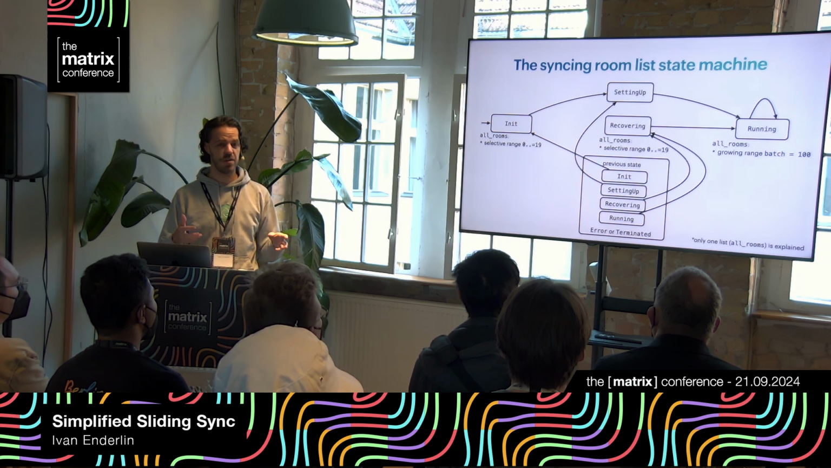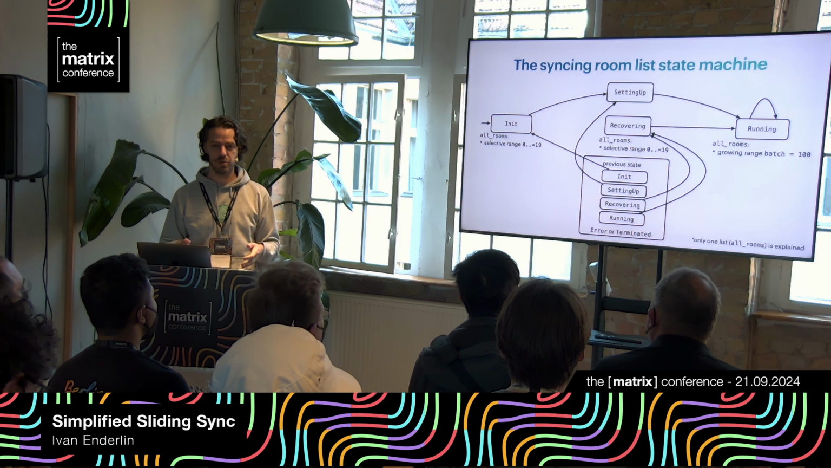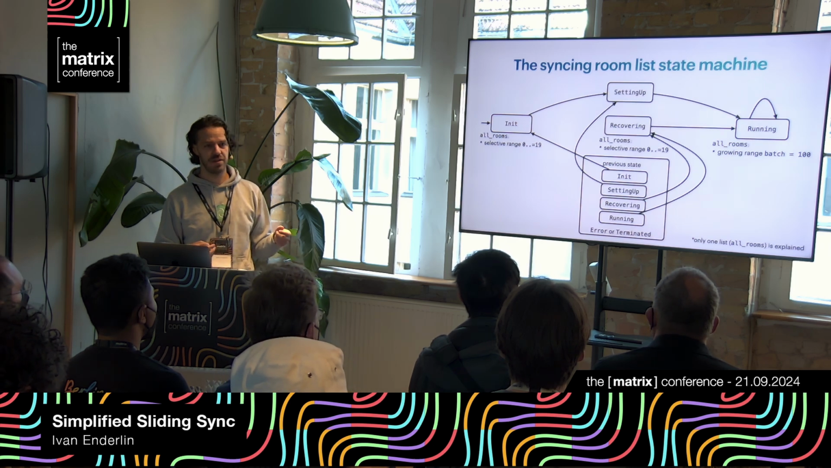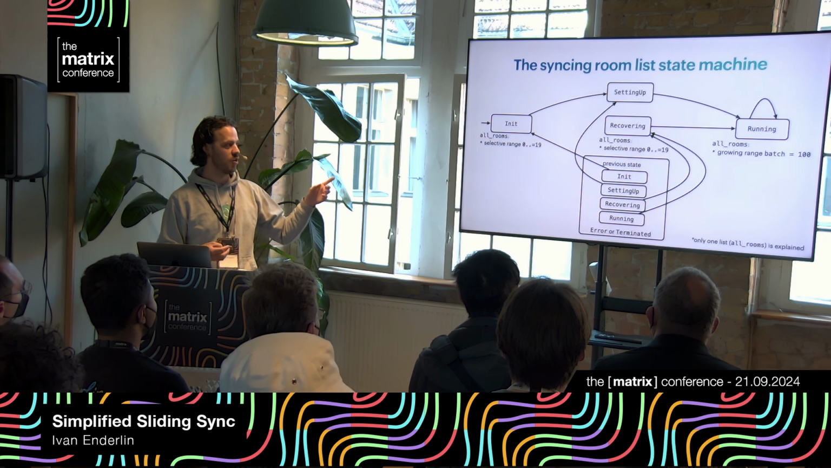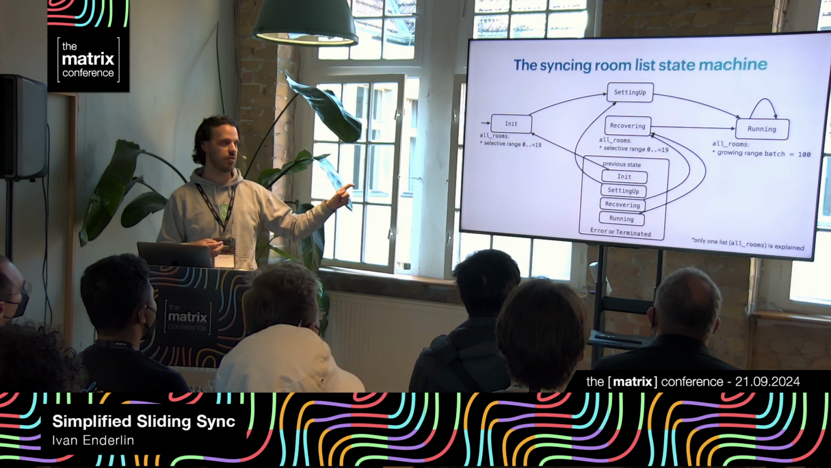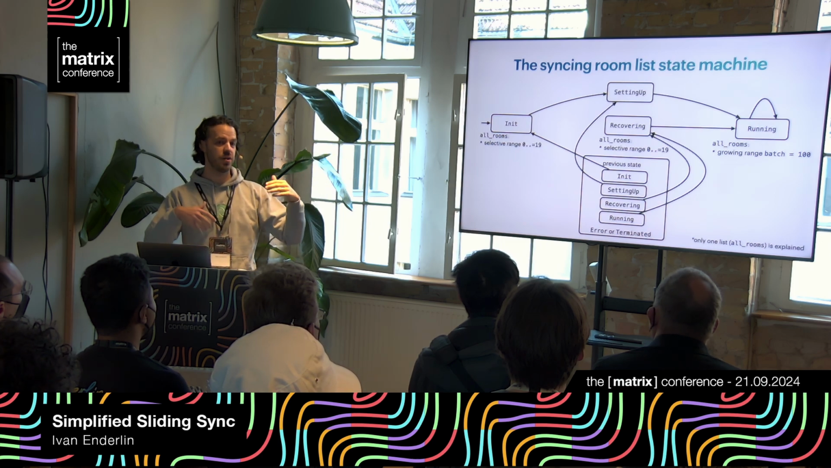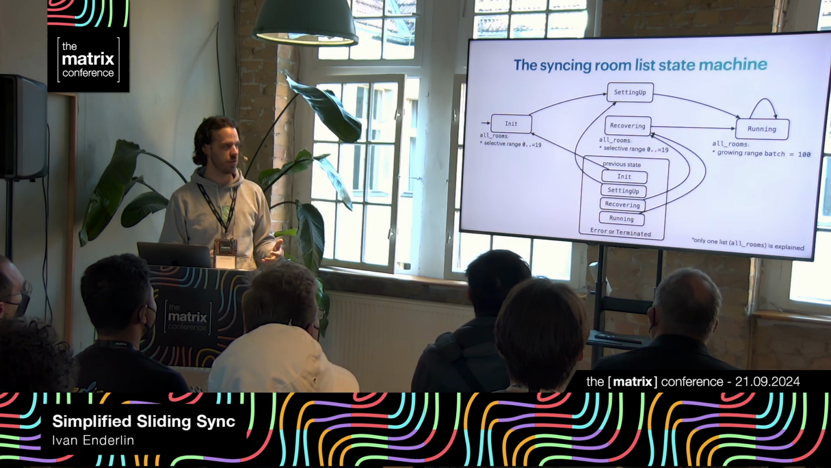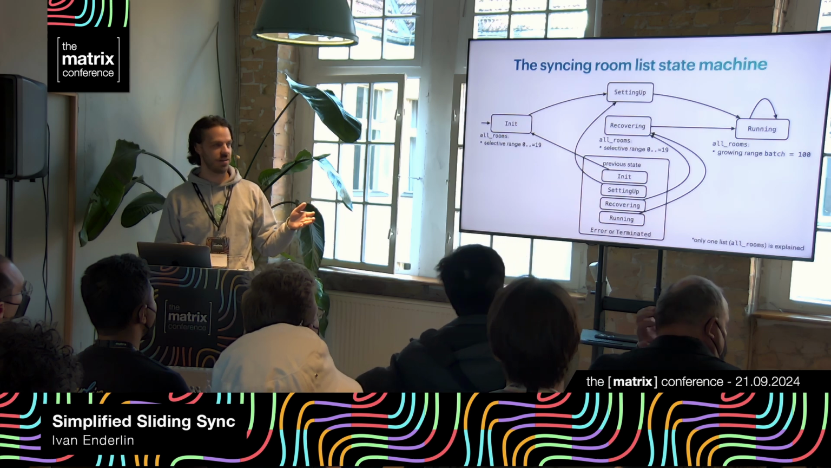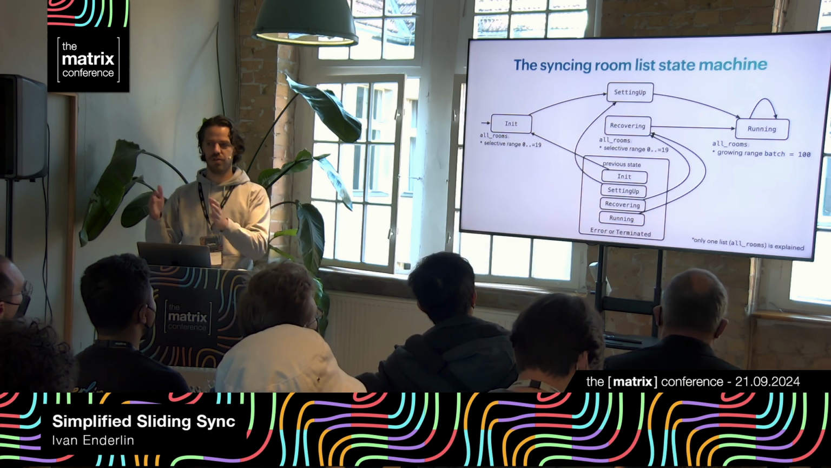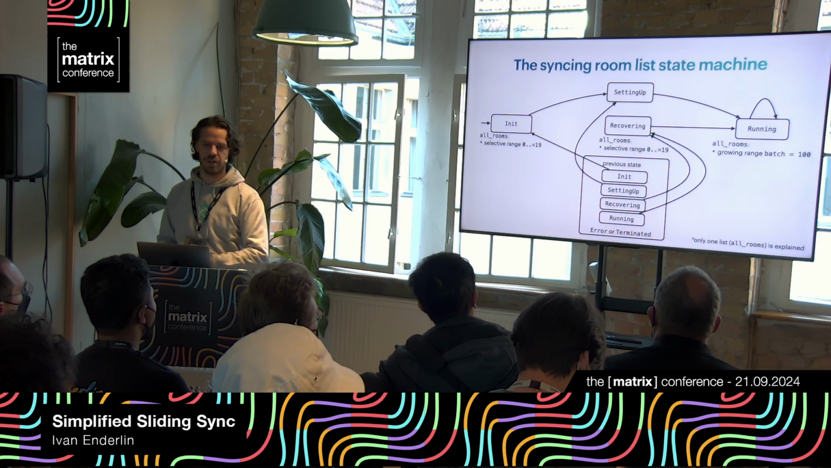So the room list has an inner state machine. When you start the app for the first time, the room list is in the init state, and we are going to load only 20 rooms. Then stuff happens. We are in the setting up state, then the running state, and now we can load more and more rooms in the background. So the range now has a batch of 100, and we are loading 20, 100, 200, 300, 400 rooms in the background.